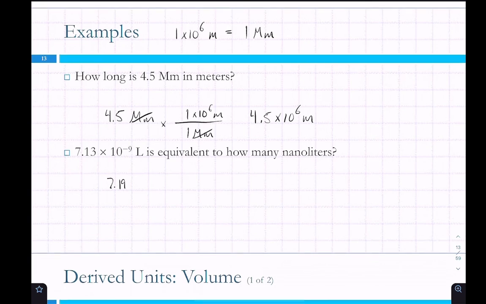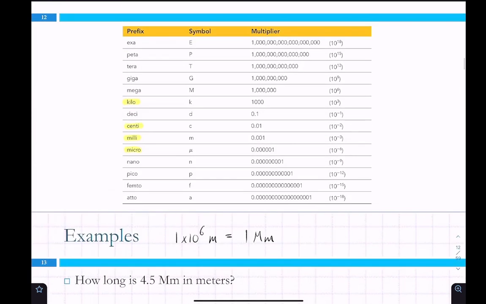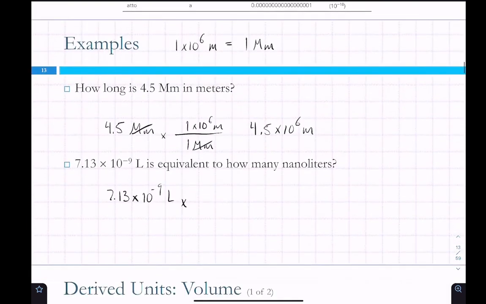So we could take our 7.13 × 10⁻⁹, and then nanoliter, so nano is this, which is 1 × 10⁻⁹. So if we have 7.13 × 10⁻⁹, this is going to be 1 × 10⁻⁹ liters is 1 nanoliter. And so that ends up just being 7.13 nanoliters. Like I said, we'll talk more in depth about conversion factors in a bit.